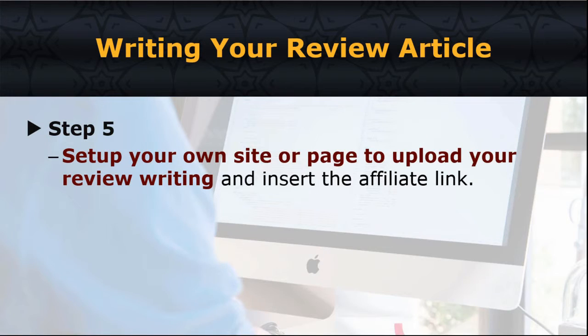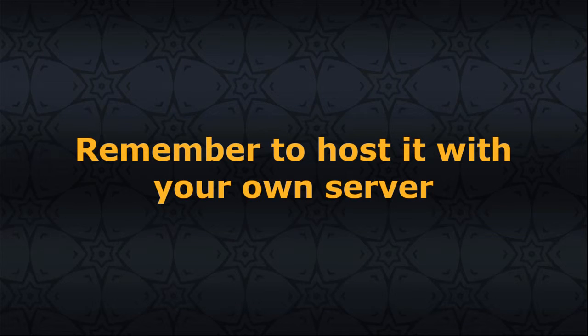Step 5. Set up your own site or page to upload your review writing and insert the affiliate link. As I've shown you earlier, WordPress is the easiest way to do this. You don't need any programming knowledge to utilize WordPress. Remember to host it with your own server. Don't use free blogs like example.wordpress.com. Register your own domain and server. Here are some examples of domain names, like somethingreview.com, somethingbonus.com, or somethingspecial.com.